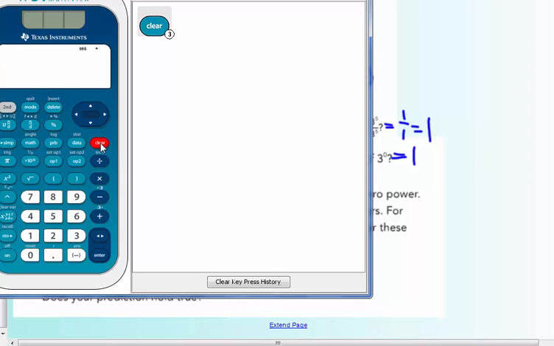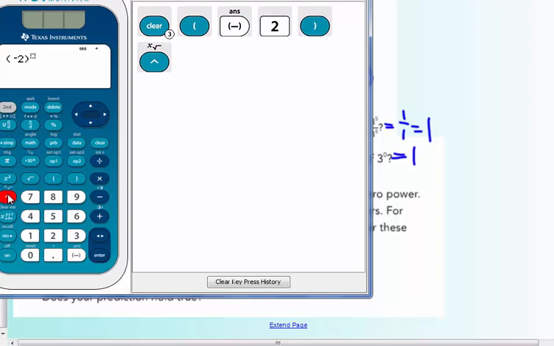To do this on our calculators, the negative base has to be in parentheses, so I'm going to use the parenthesis key, -2, close the parenthesis. The power key is that caret button that you see there, raised to the 0 power. So let's think. Our negative base raised to the 0, will the answer be -1 or +1? Oh, +1. So -2 raised to the 0 power equals 1.